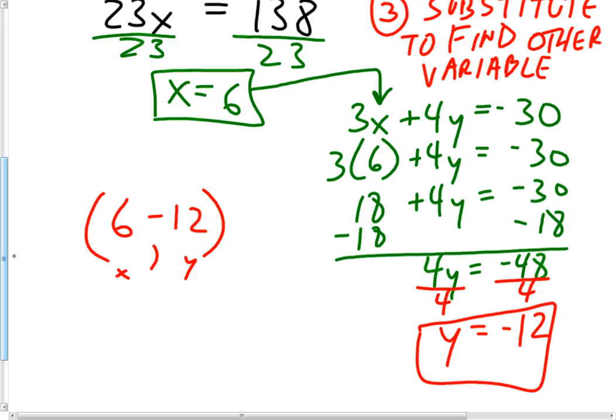Next class, we're going to focus on maybe just one question. We're going to do every method to the same set of equations. You'll see how they're all interconnected.